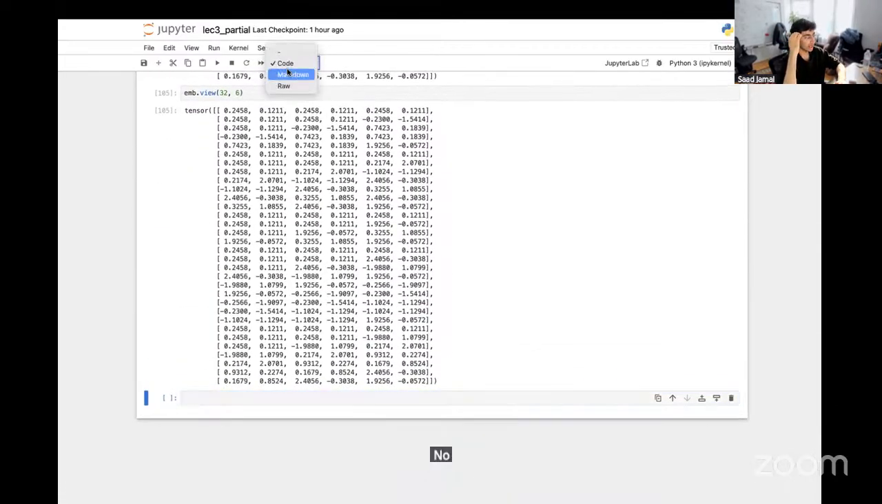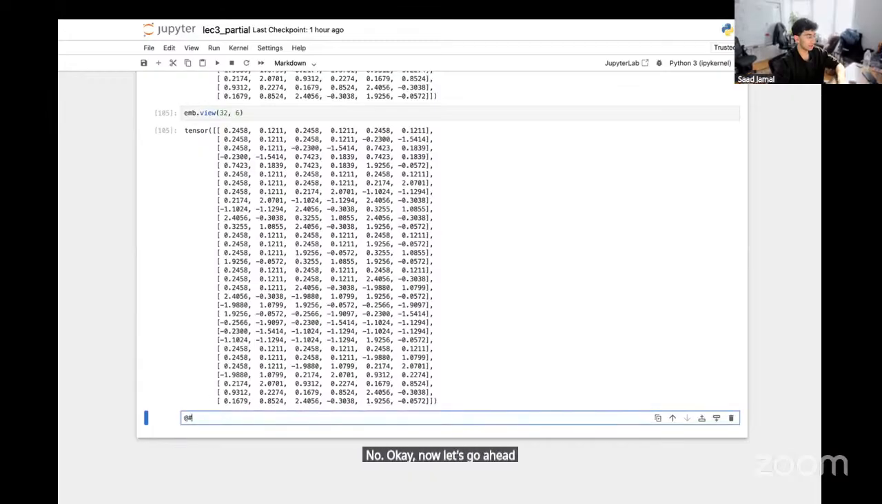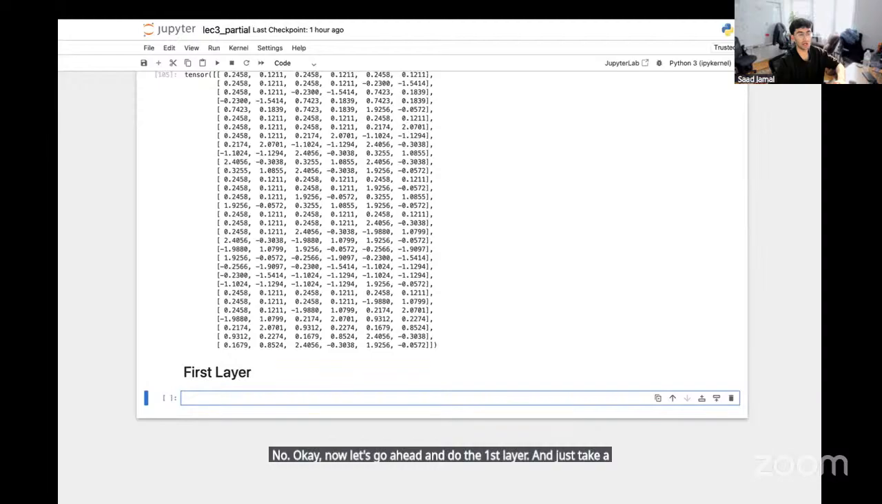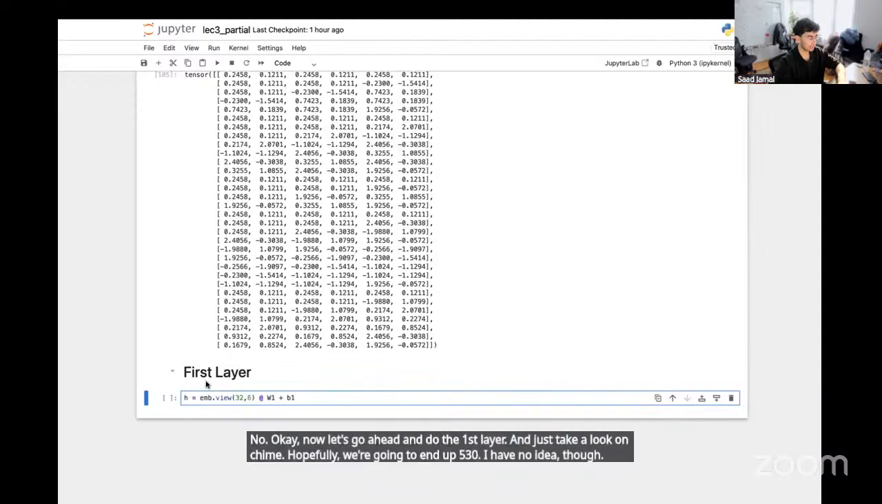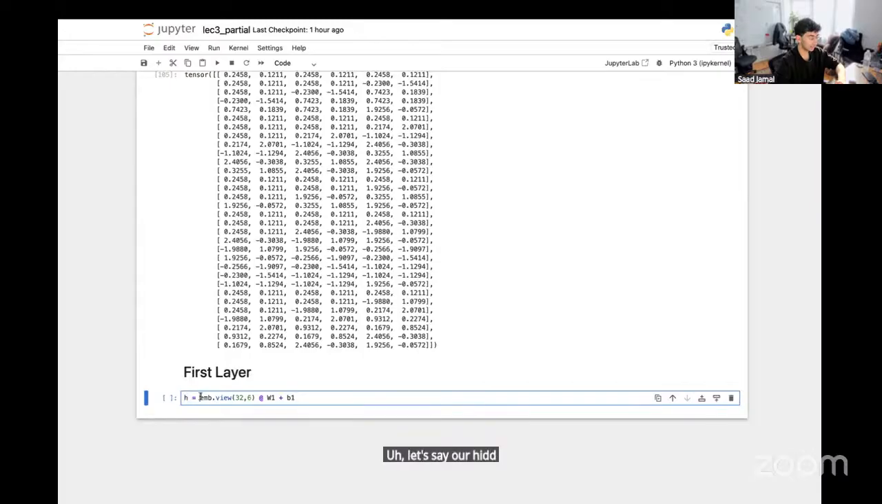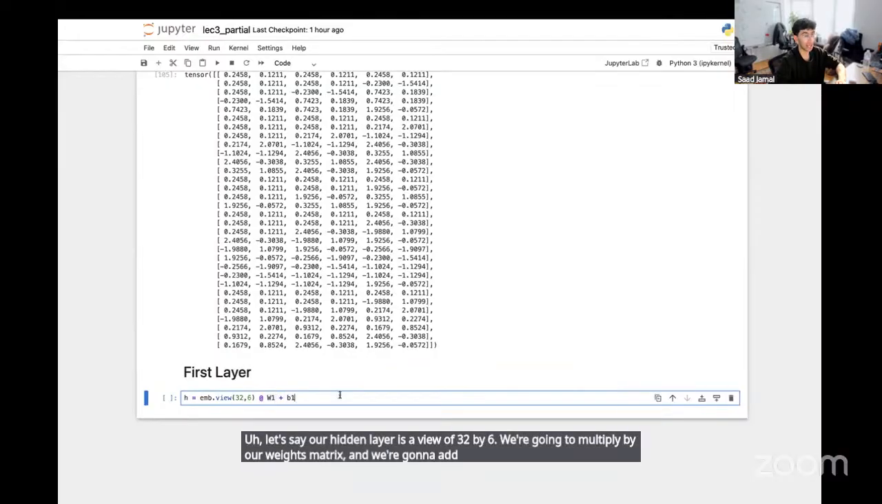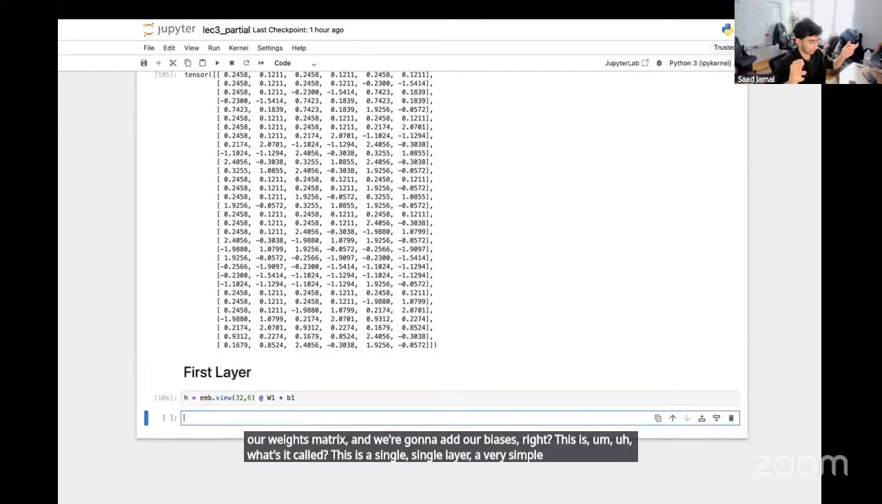No. Okay, now let's go ahead and do the first layer. I'm going to just take a look at the time. Hopefully we're going to end at 5:30. I have no idea though. Let's say our hidden layer is a view of 32 by 6. We're going to multiply by our weights matrix and we're going to add our biases, right? This is a single layer, a very simple single layer neural network, right?